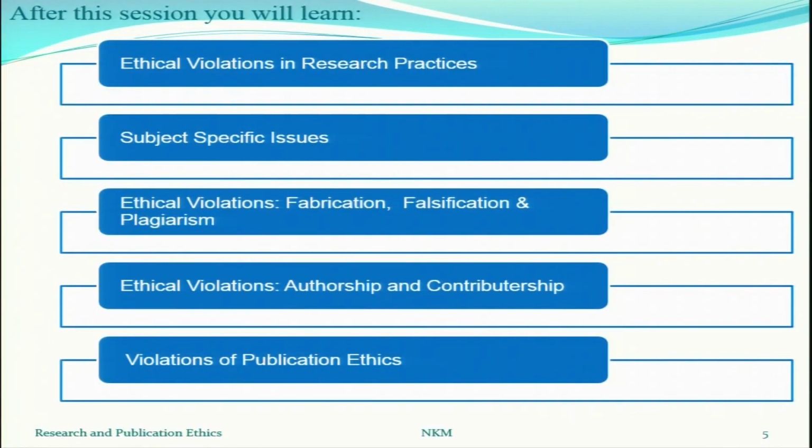So after this session, learners will understand the ethical violations in research practices. We will be discussing violations in the context of specific subject issues. We'll talk about the major violations in terms of fabrication, falsification and plagiarism, and we will try to understand the ethical violations in terms of ethical values, ethical principles, informed consent, and subject rights, and we will try to understand what kind of violations there are in publication ethics. So learners will understand all these things in research and publication ethics.